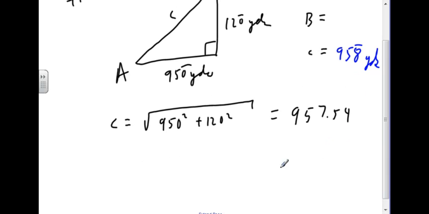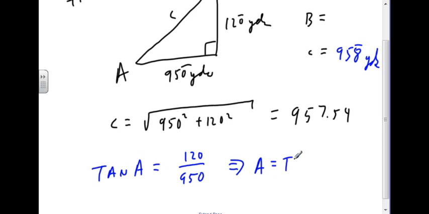All right, this time I'm going to go with tangent. The tangent of A is 120 over 950, implying very strongly that A is going to be the arctangent of 120 over 950. Why am I using the arctangent? Well, because I can. Arctangent 120 divided by 950 is 7.2 degrees.